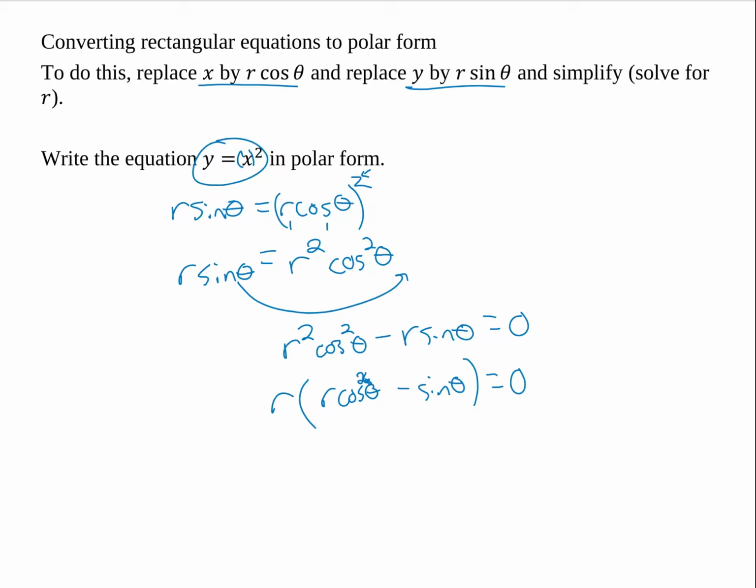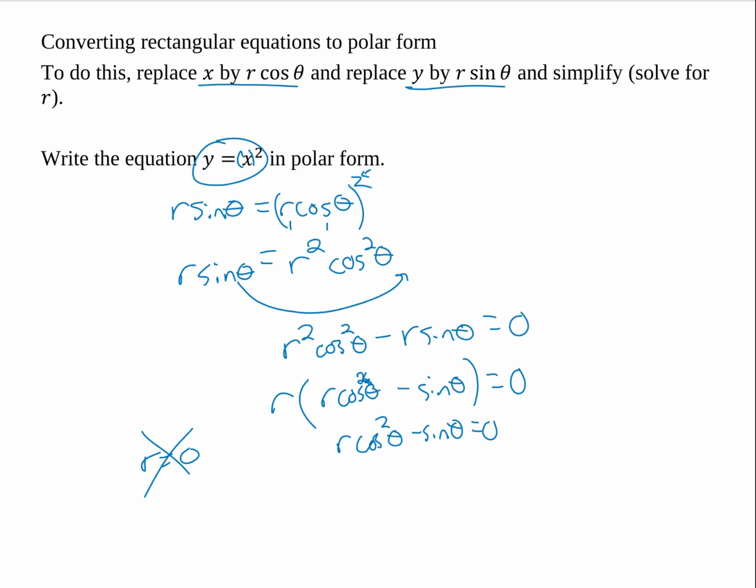Now at this point I can use the zero product property. When I do that, I get r equals 0. So if the radius is 0 in the polar coordinate system, nothing's happening. You just have the origin sitting there. There's no necessarily defined angle, so who cares. So this one we don't care about. This one we do care about: r cosine squared theta minus sine theta equals 0.